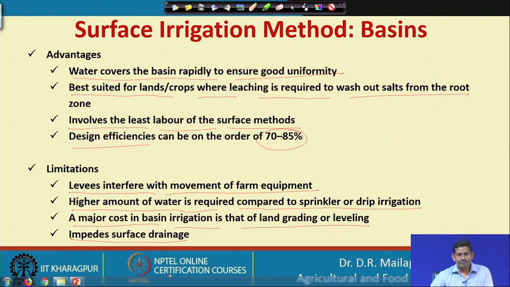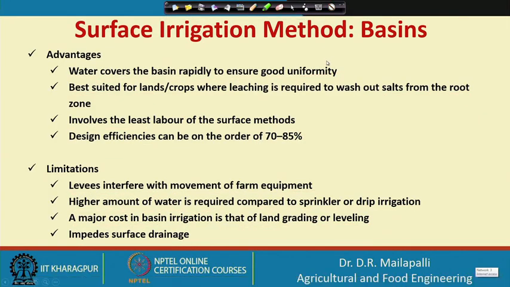Suppose there is not enough grading, because you are going to flood the field, that is definitely going to impede the surface drainage.